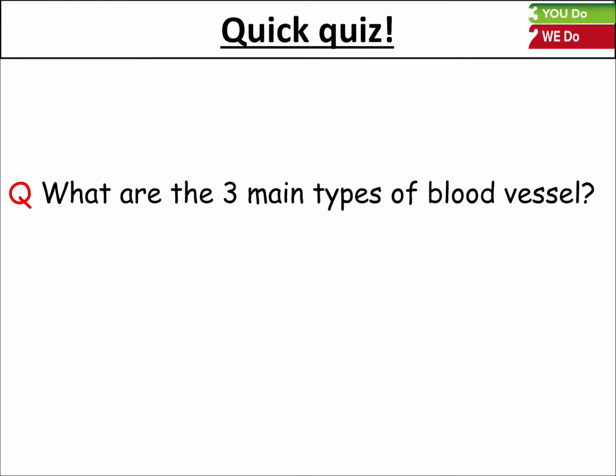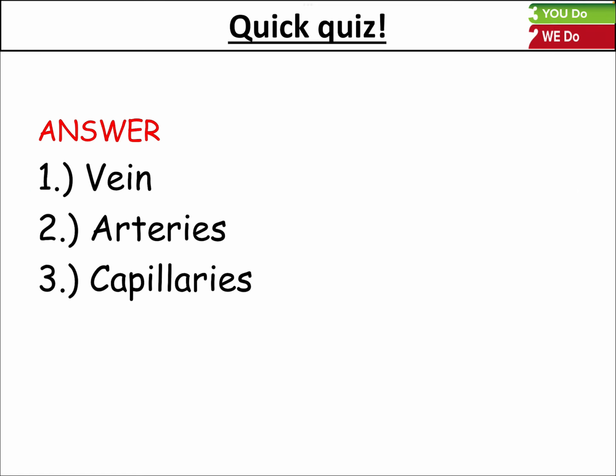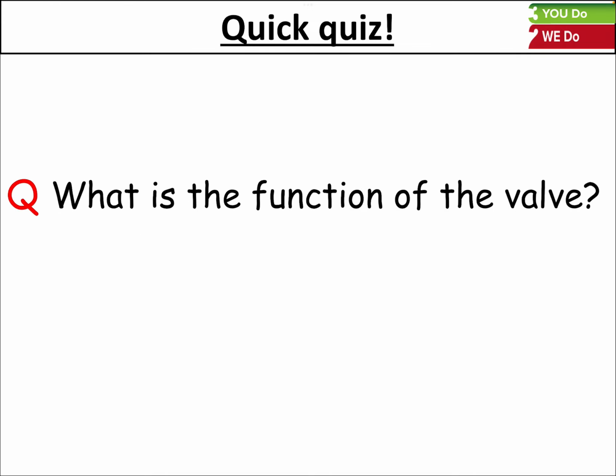What are the three main types of blood vessels then? So, the quick quiz for you. Three main types of blood vessels. Remember, those are the arteries, capillaries, and veins. What is the function of the valve? Remember, it is to prevent backflow, whether it's a valve in a vein or a valve inside the heart.